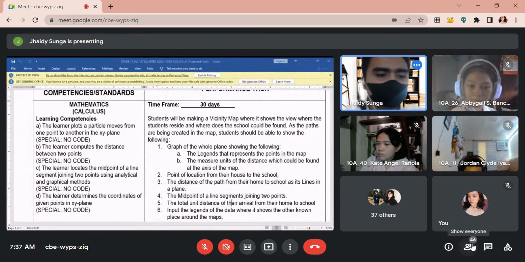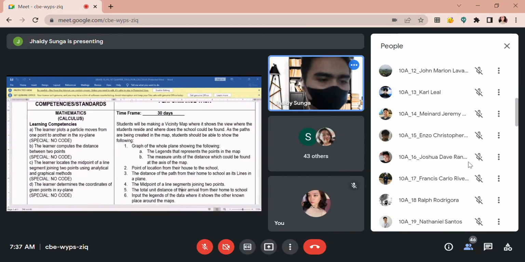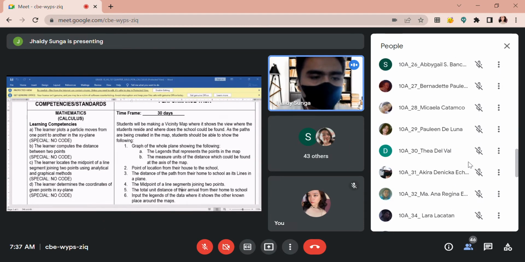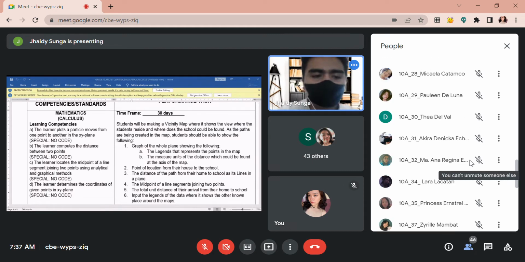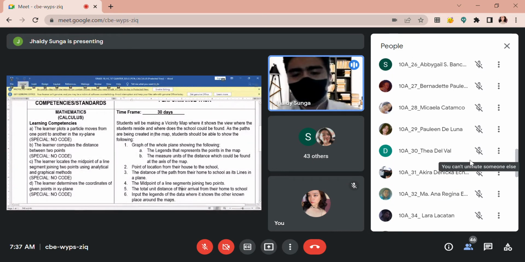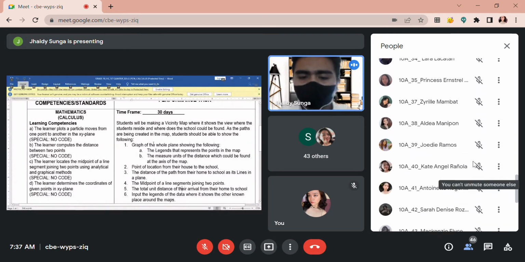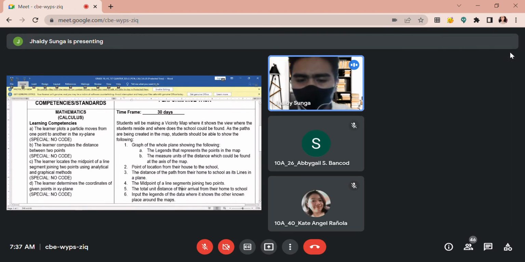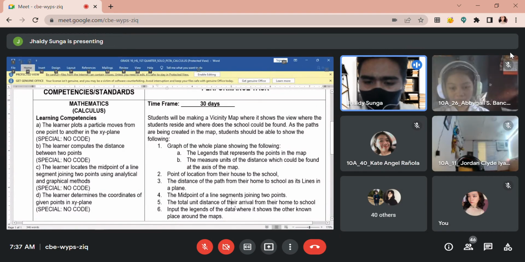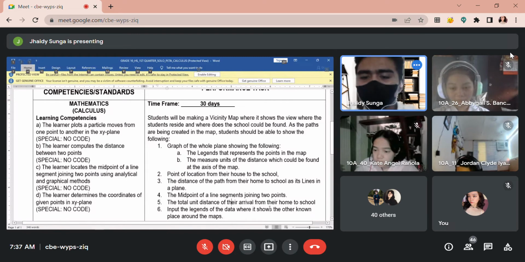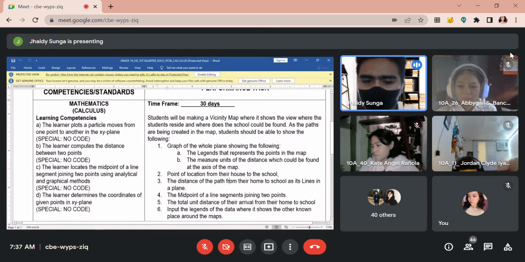This is Rodrigo. So, for that one, distance and midpoint. Aside from that one, we also have the total unit distance of their arrival from their home to school. How is that one? The distance, alright, please wait. Distance, and the total unit distance.